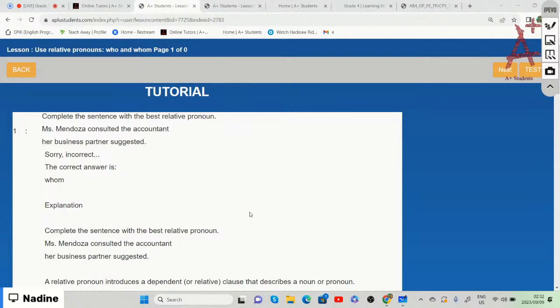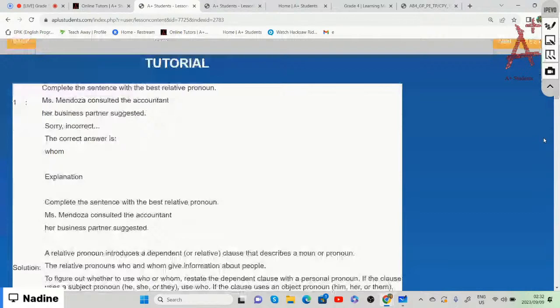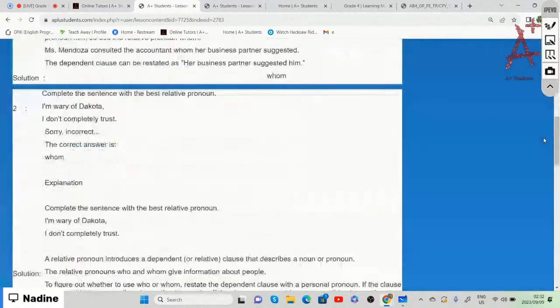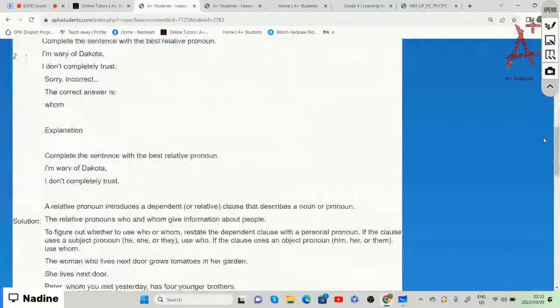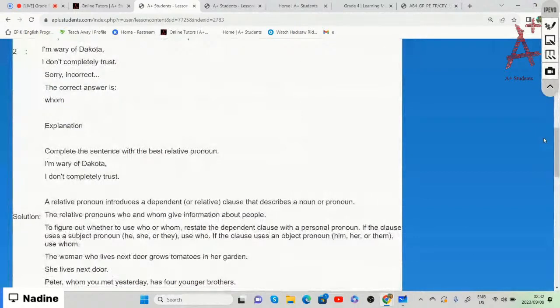So we can say she consulted the accountant, whom her business partner suggested. So, whom is the relative pronoun. I'm wary of Dakota. I don't completely trust. Do we say who I don't completely trust, or whom? Who or whom?